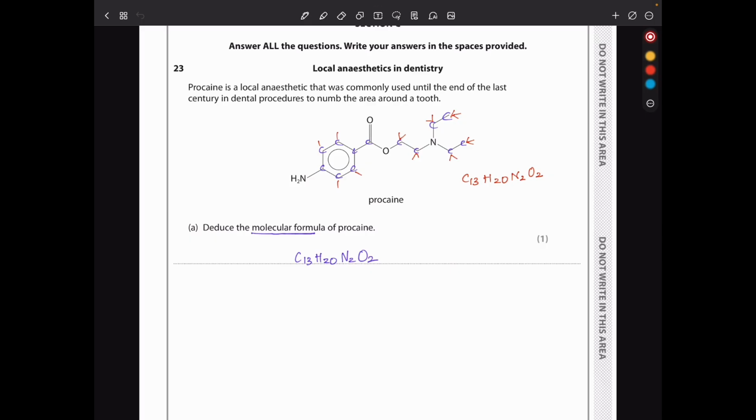We can see to count the number of carbons: 1, 2, 3, 4, 5, 6, 7, 8, 9, 10, 11, 12, 13. And the hydrogens we have 1, 2, 3, 4. Here we have no hydrogens since each carbon in the ring should only be connected to one thing. So since they already have things they're connected to, there is no hydrogen. So 4, 5, 6, 7, 8, 9, 10, 11, 12, 13, 14, 15, 16, 17, 18, and then 19, 20. Then nitrogens, we have that, and this one here, and oxygen is 1 and 2. So they should be what we have there.